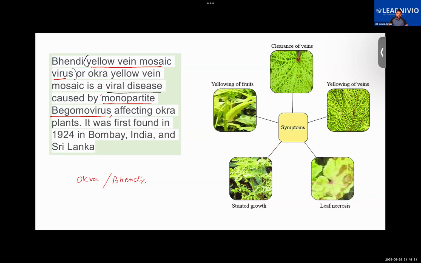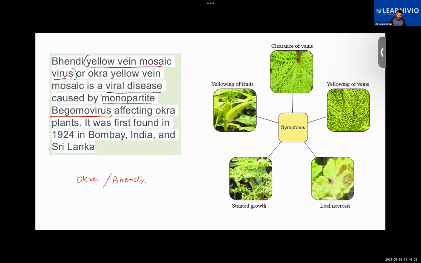Getting it? So in this, what basically happens? You will see that the veins of the leaves will get cleared. There will be clearance of the veins. You know that leaves have veins in them. Then the fruit will get yellow. The okra will start turning yellowish in color. The growth will be impacted. There will be stunted growth of the plant. The stems and the leaves will not grow properly. Getting it now?